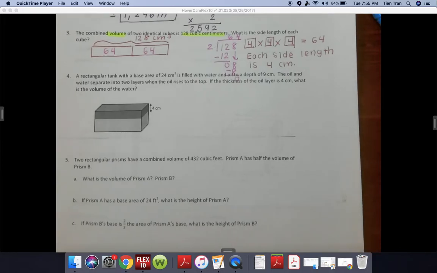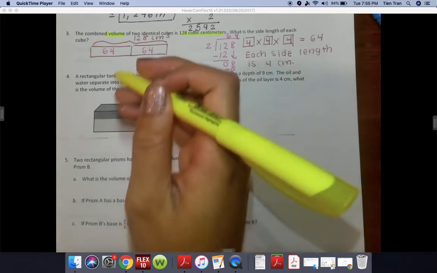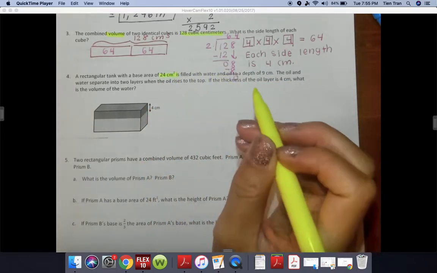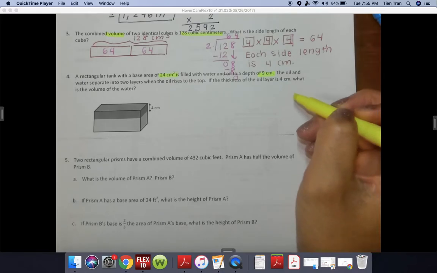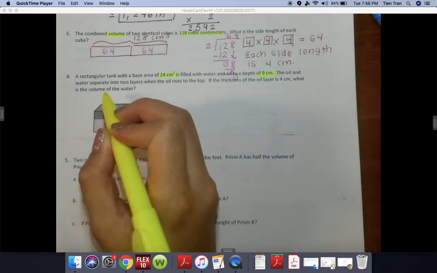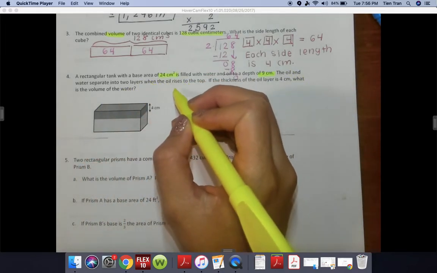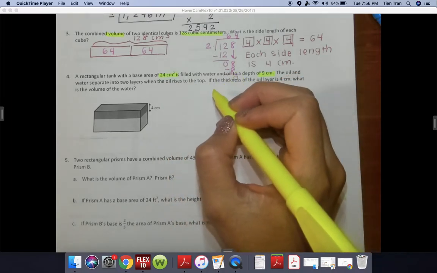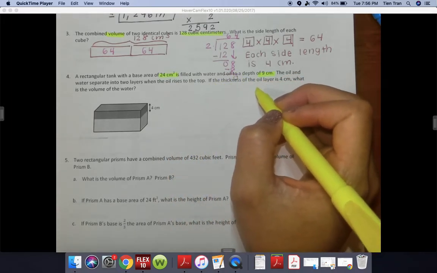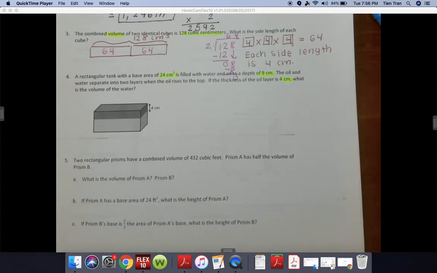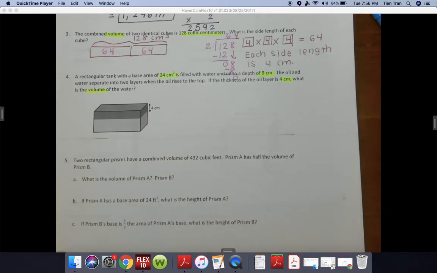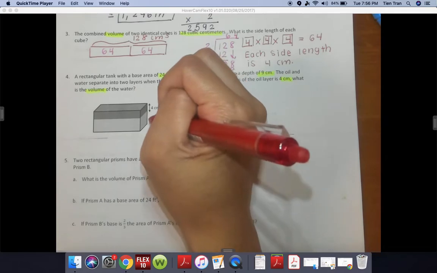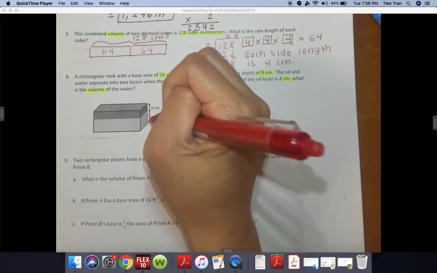Problem 4 says a rectangular tank with a base of 24 centimeters square is filled with water and oil to a depth of 9 centimeters. The oil and water separate into 2 layers. When the oil rises to the top, if the thickness of the oil layer is 4 centimeters, what is the volume of the water? Okay, so they give you one part already, which is 4 centimeters. Now they're wondering, what is the other part right here? What is the height for this one right here?